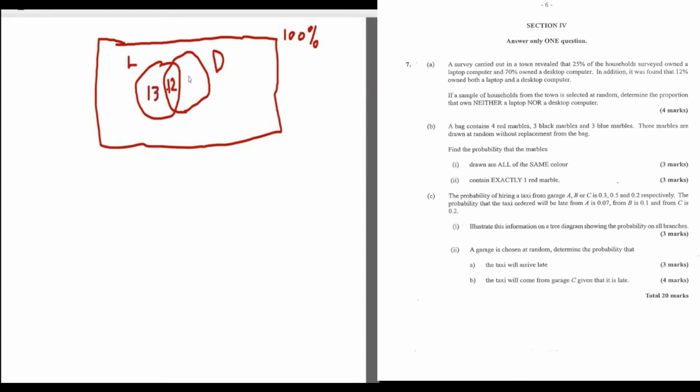Then out here, 70% own desktop computers, but 70 minus 12 is 58. So desktop only is 58.